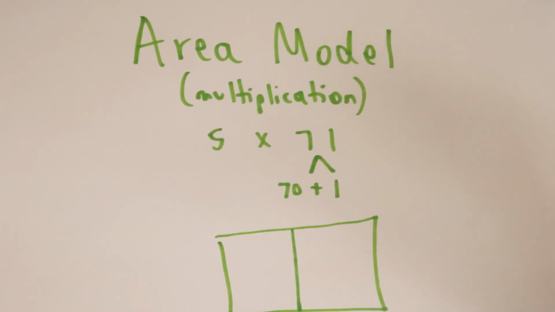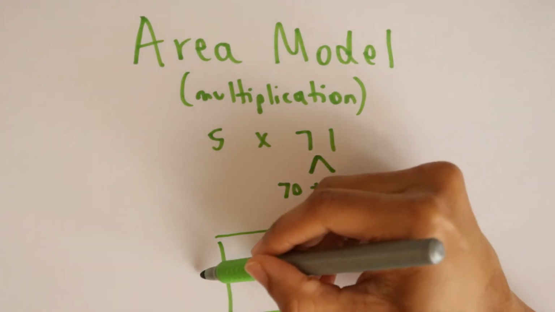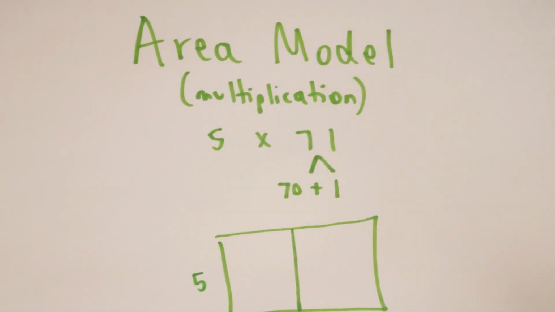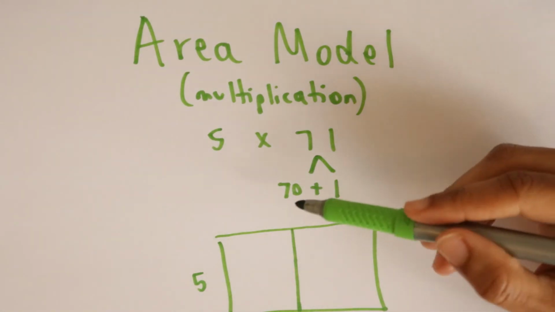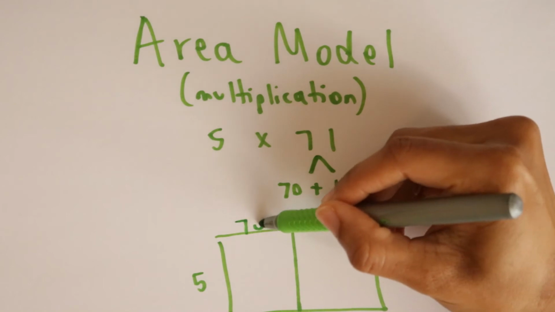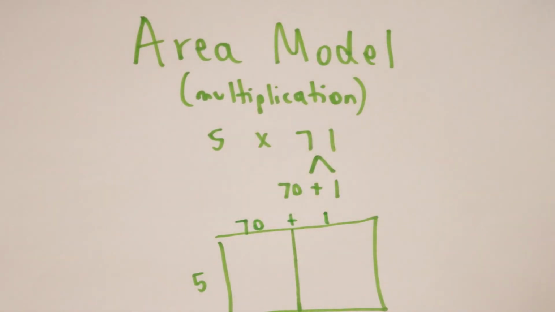Our third step is to place our numbers. I'm going to place my 5 on the space or the place that I did not expand or split. On this side, I'm going to put my 70 and my 1.